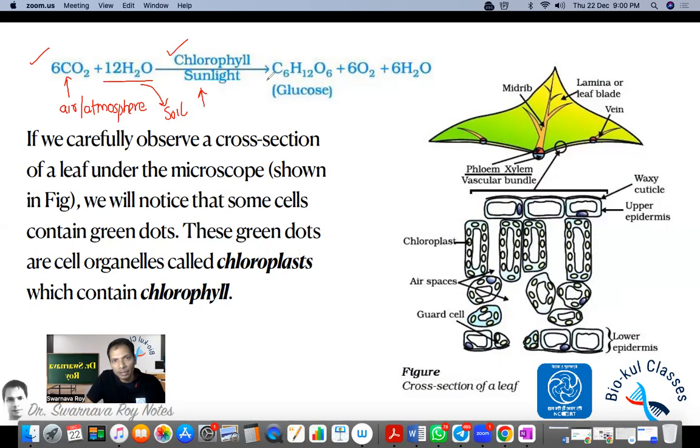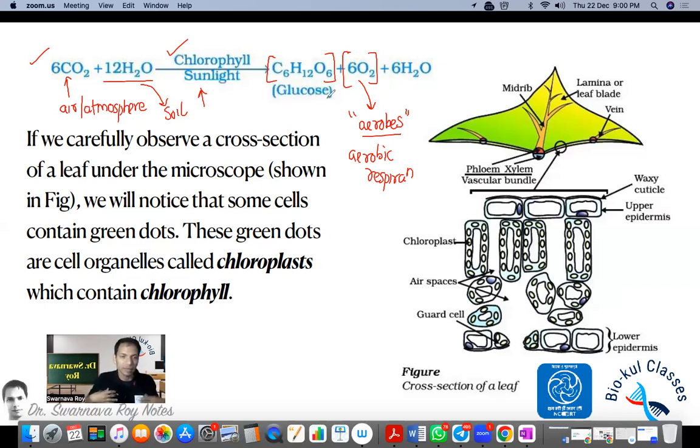And it's forming C6H12O6, which is basically the glucose, and 6 molecules of oxygen. This is the oxygen that is coming out of the plants during photosynthesis. And this is the oxygen which all aerobes, it means those which carry out aerobic respiration, need. Okay, so the aerobes, they need this oxygen.